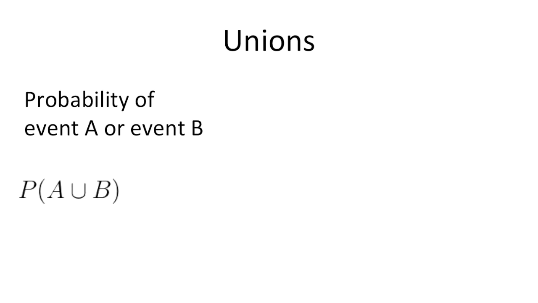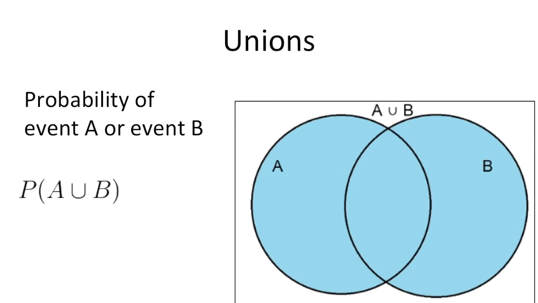Unions are the probability of event A or event B occurring. Your textbook will write this out as the probability of A or B. In the online notes, you'll see the notation given here.